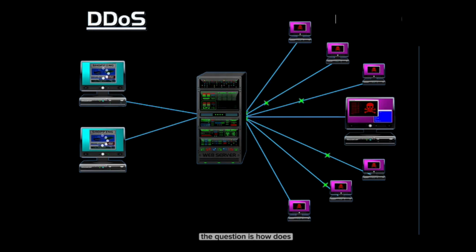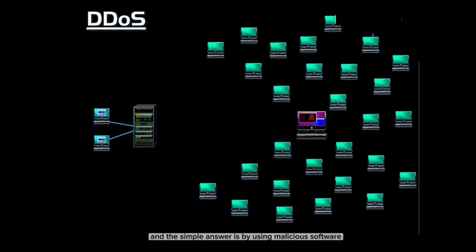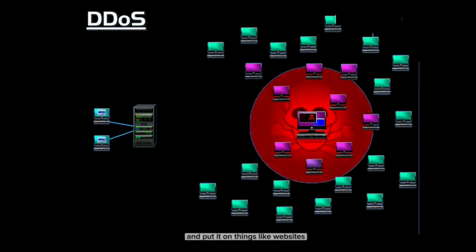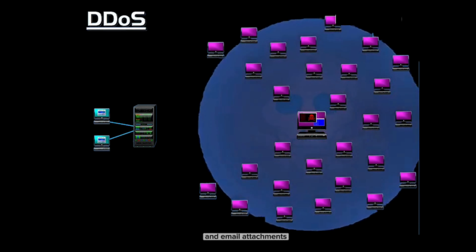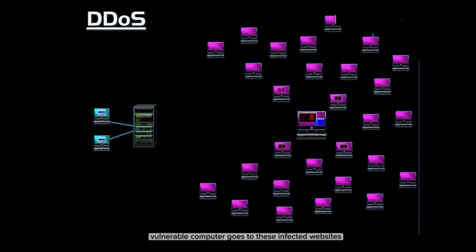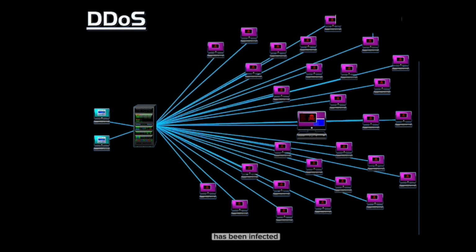So the question is, how does the attacker get other computers to get involved in a DDoS attack? The simple answer is by using malicious software. The attacker will develop a malware program and distribute it over the internet and put it on things like websites and email attachments. If a vulnerable computer goes to these infected websites or opens these infected email attachments, the malware will be installed on their computer without the owner even knowing that their computer has been infected. So now their computer has been recruited into an army of other infected computers to perform a DDoS attack.